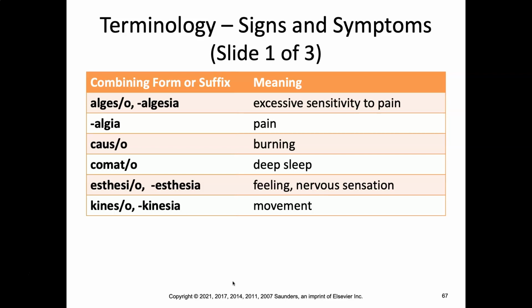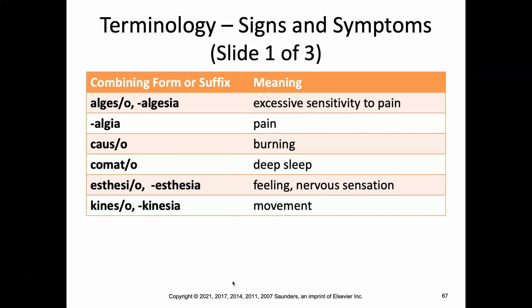Here's an interesting one. Algeseo is the combining form. Algesia is the suffix. So you could have a combining form or a suffix that means very sensitive to pain. And same thing with aesthesio or aesthesia and kinesio or kineso and kinesia.